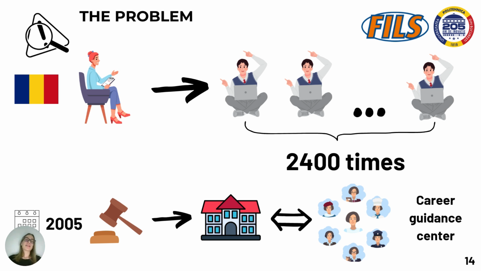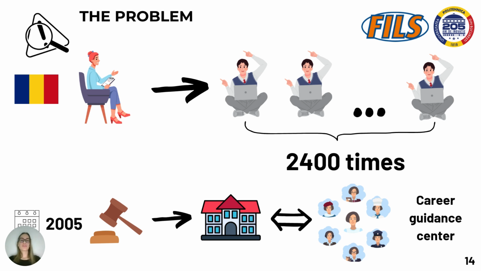The problem that led us to the idea of the project is that in Romania we have one school counselor who is responsible for over 1,400 students, and this is not enough for effective guidance. In university, we face the same issue, even though we had a law in 2005 which said that each university in Romania, public or private, should have a career guidance center. But again, the demand is much higher than the resources that are available.